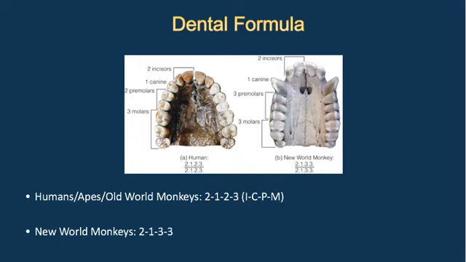In the New World, so the monkeys that live in North and South America, they basically have an extra premolar. So their dental formula is 2, 1, 3, 3. That's again incisors, canines, premolars, and molars. So a lot of similarities among all of these types of primates in terms of what type of teeth they have, but there's a little bit of variation in those teeth as well.